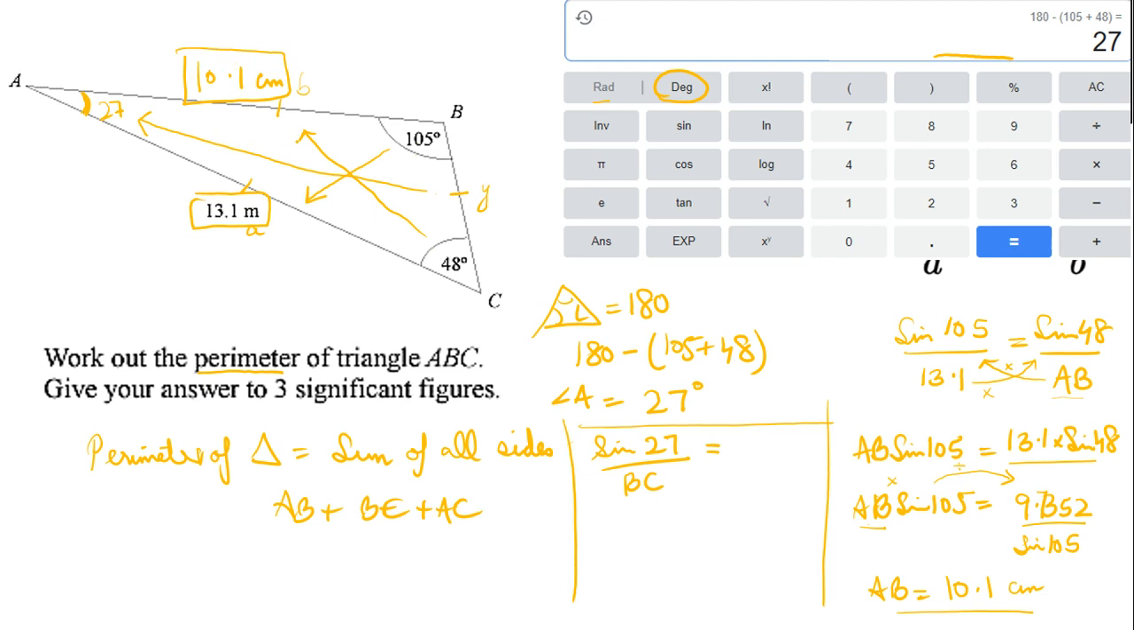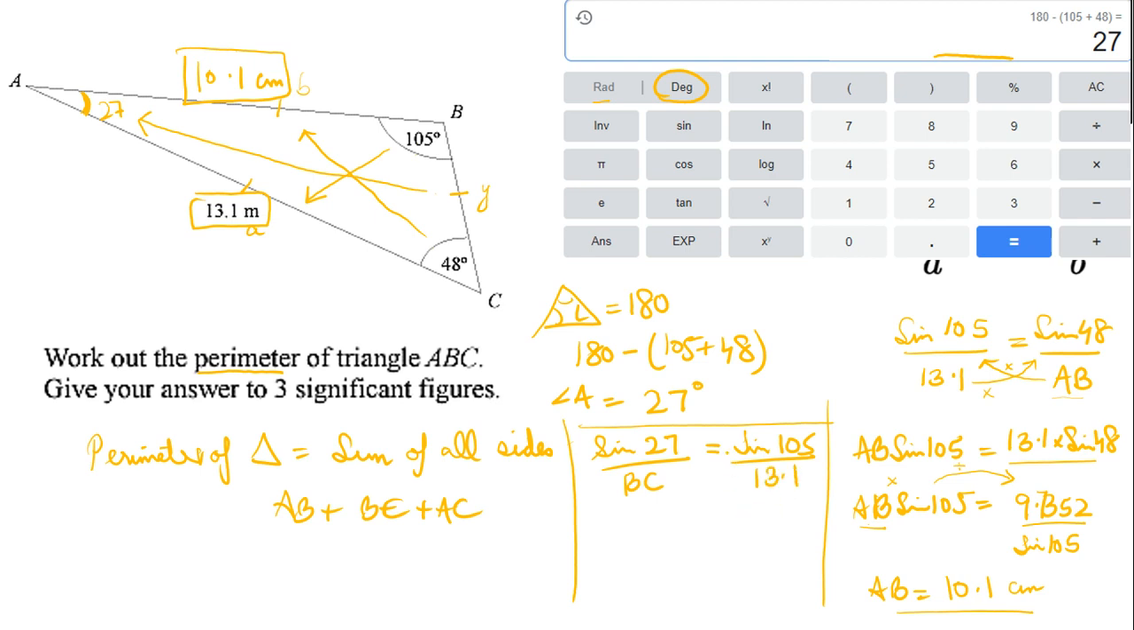So if you take that one, then even the second part becomes wrong. So it's always best practice that if questions are connected to each other, just try as much as you can to take the values that are already given to you instead of using those that you found. So I'm going to be taking sine 105, and sine 105 divided by 13.1.